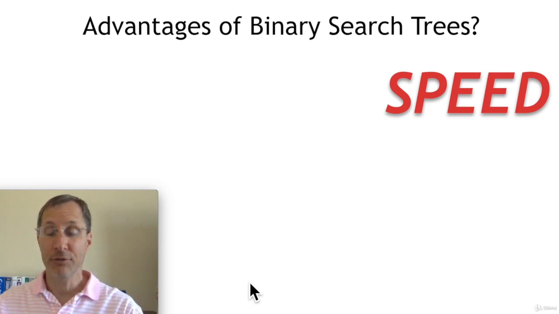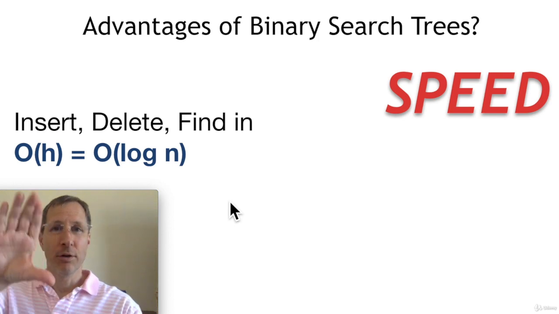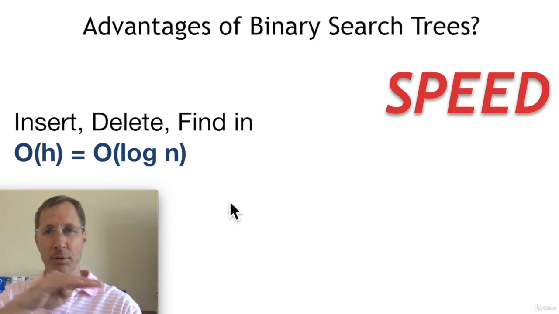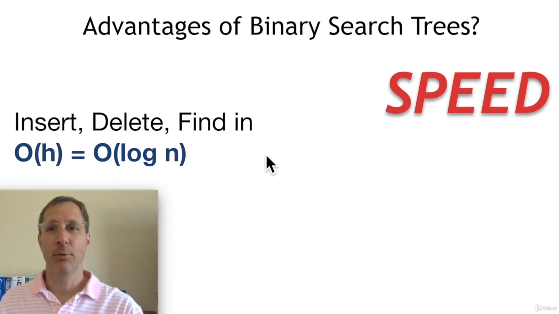But the big, huge advantage of binary search trees is speed. They're really, really fast at locating data. You can insert, delete, and find data in a tree in big O of h, or the height of the tree, depending on how many levels there are in a tree. Or, put another way, log n of the data. The log of 10 million is about 30.